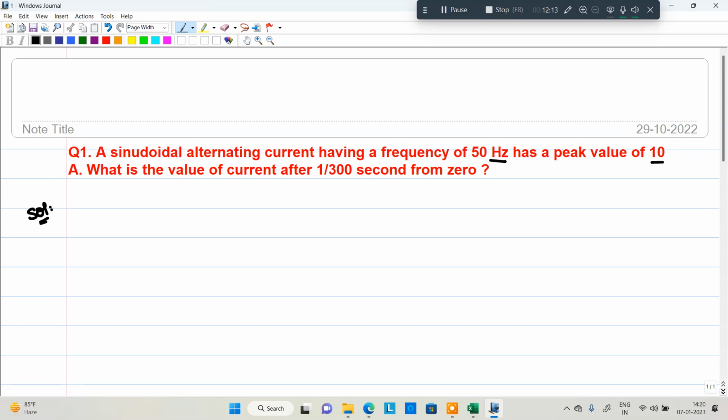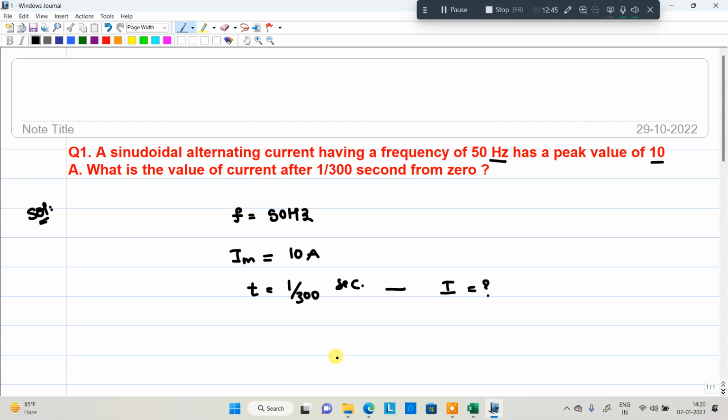From that we are going to solve these particular problems. This type of problem may be in the examination. Your given frequency is equal to 50 Hz. Peak value, which is the maximum value, is equal to 10 amperes. At time 1/300 seconds from 0, what is the value of current? You need to find out the current value.